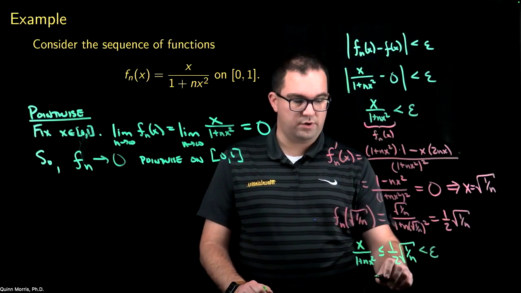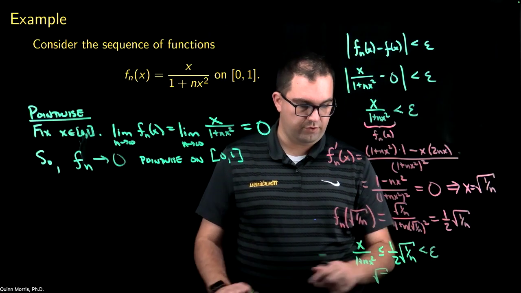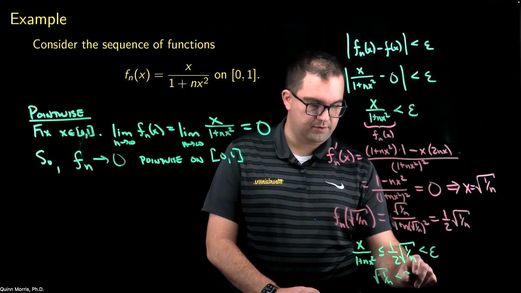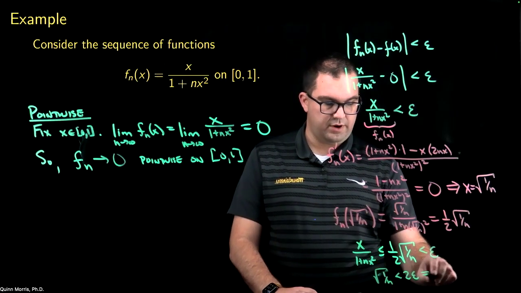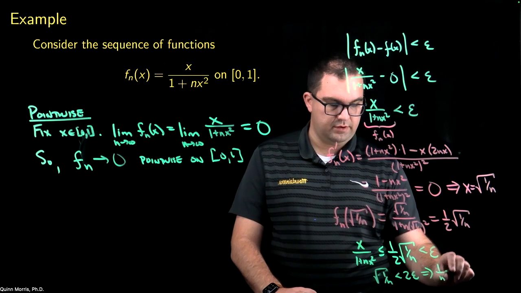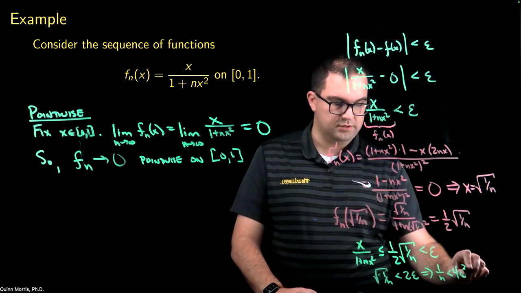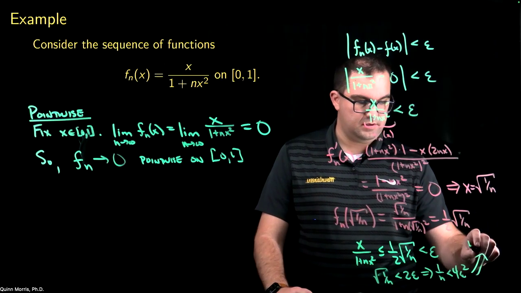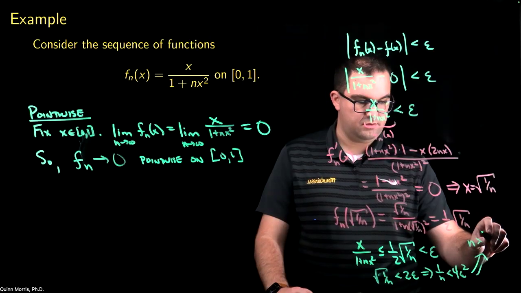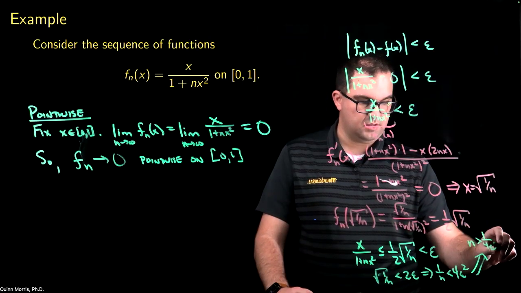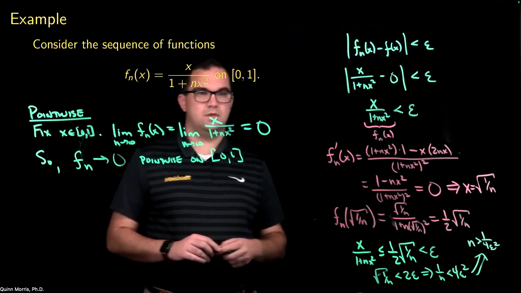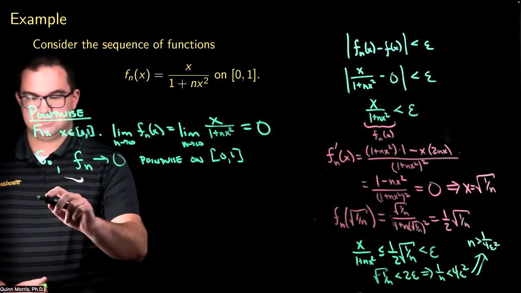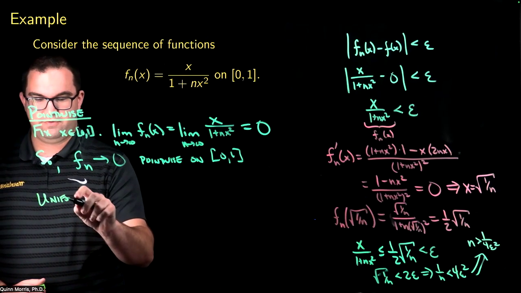I would want the square root of 1 over n to be less than 2 epsilon. Then I'd square that. So I'd want 1 over n to be less than 4 epsilon squared. And that would give me n is greater than 1 over 4 epsilon squared. All right. So now I could come over here and I could say, okay, this actually does converge uniformly, and here's how I'm going to prove it.